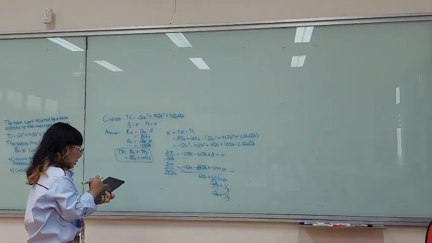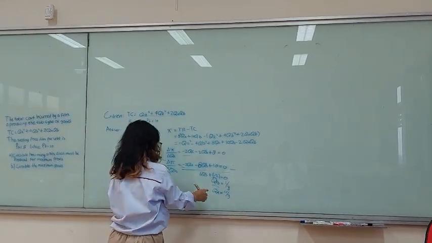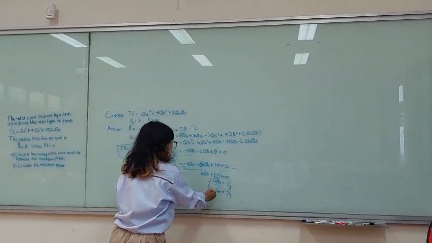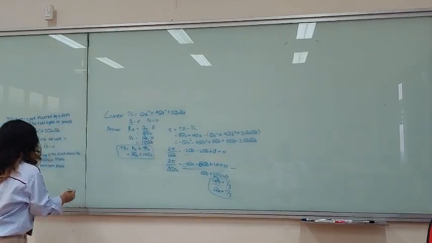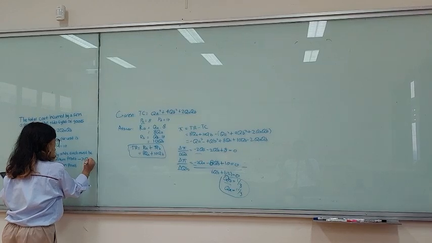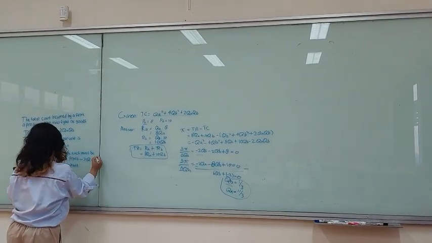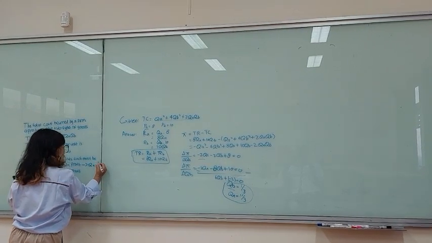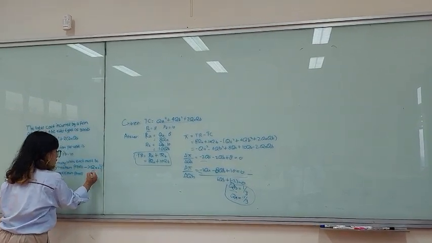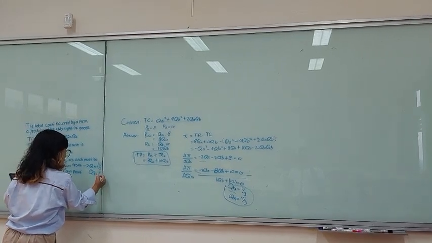This is the answer for question number 8. So the QA is 11 over 3, and QB is 1 over 3.